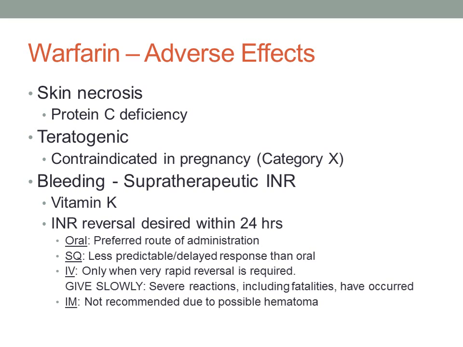Bleeding is obviously the big adverse effect that we worry about with warfarin. We can give doses of active vitamin K, which will increase the synthesis of the clotting factors to help reverse supertherapeutic INRs. The preferred route of vitamin K, if you're going to give it, is PO, with sub-Q as an option if the patient is unable to take PO. However, its response is less predictable and delayed compared to oral. IV by slow infusion should only be used when a very rapid reversal is required due to serious bleeding or a major warfarin overdose, and you don't really want to use it IM.